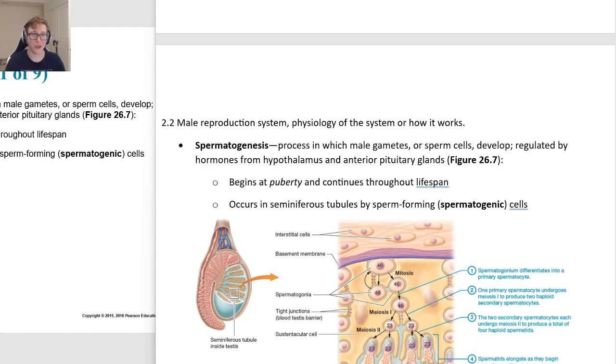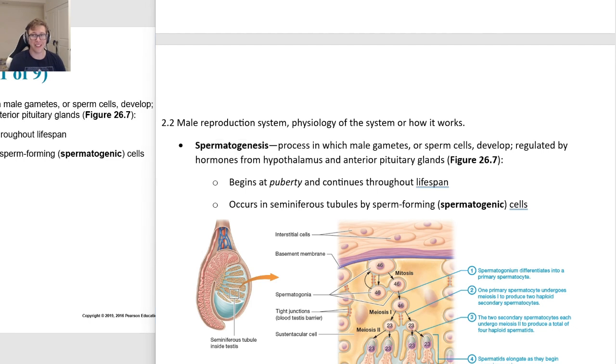All right, continuation of the male video. Now we're talking about the physiology of the system, or really how it works. So first and foremost, how do we make those male gametes? How do we make those 23 chromosome non-identical daughter cells that are going to be able to reproduce, fertilize, and create the zygote? This process is spermatogenesis.